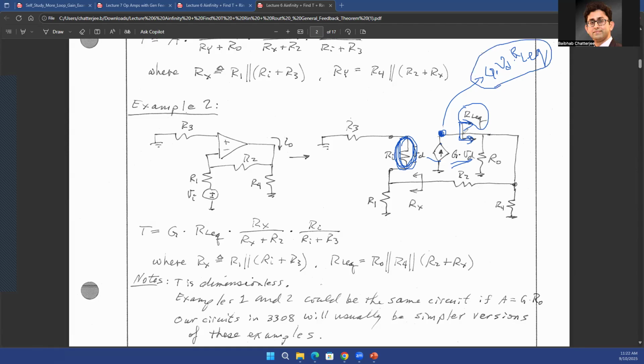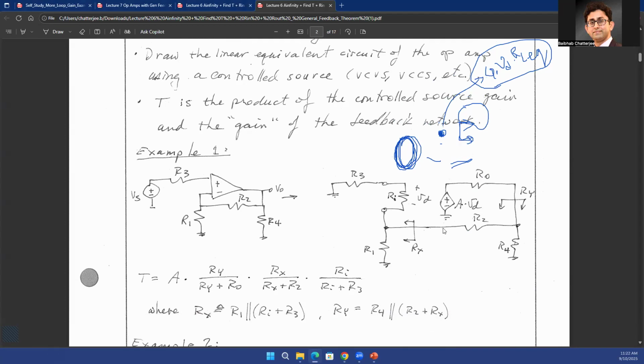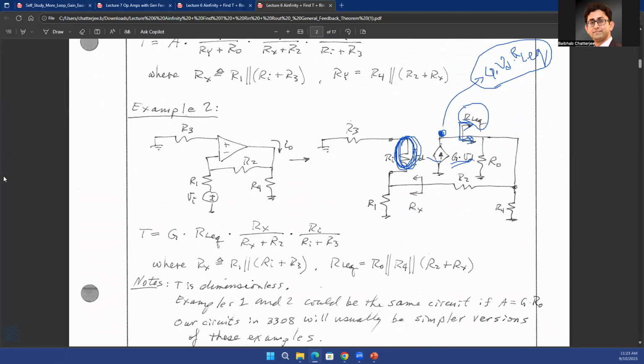And how much of that voltage gets fed back as VD at the input node? If you find that out, that's going to be your beta. So in the previous case, let me go back a little bit, the voltage was A times VD at the output. You wanted to find out how much of that voltage goes back at the input side as VD. So here you already started with a voltage which is G times VD times RL equivalent, and then you want to find out how much of that goes back at the input side.